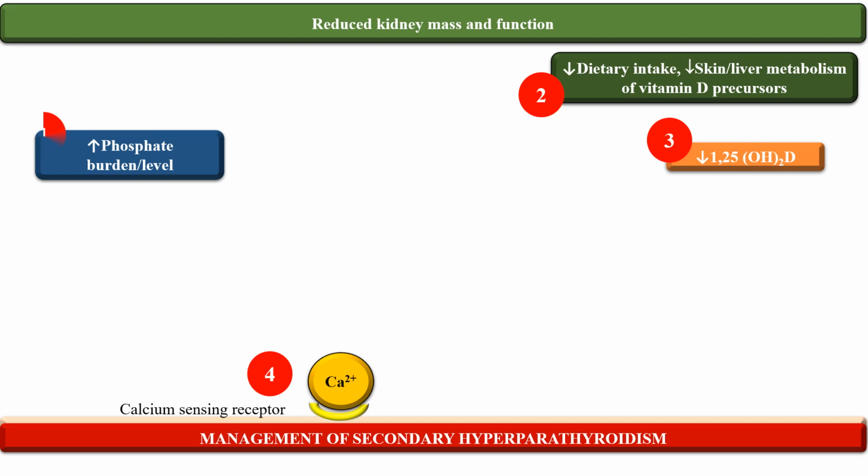Number 1, there is phosphate retention with or without overt hyperphosphatemia. Number 2, there may be reduced vitamin D precursors. Number 3, there may be reduced 1,25 vitamin D levels. And number 4, there may be reduced expression of calcium sensing receptors and or reduced affinity of calcium sensing receptor to calcium in parathyroid cells.